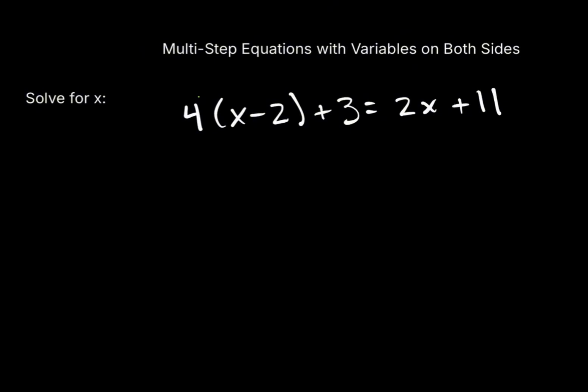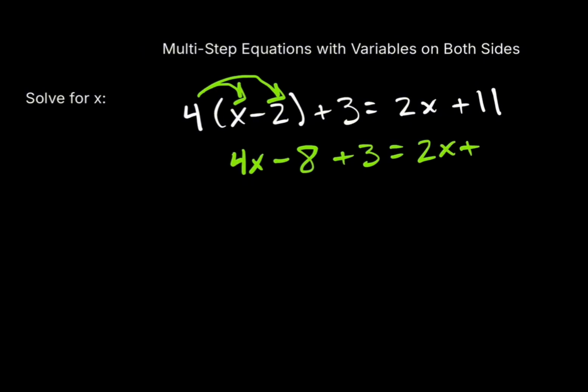So I see that I have a 4 that can be distributed to my x and to my 2. So I'm going to go ahead and solve this part. So I have 4 times x, which equals 4x, and then I have 4 times -2, which equals -8, and then I still have my +3, and I'm going to write the rest of my equation as well.